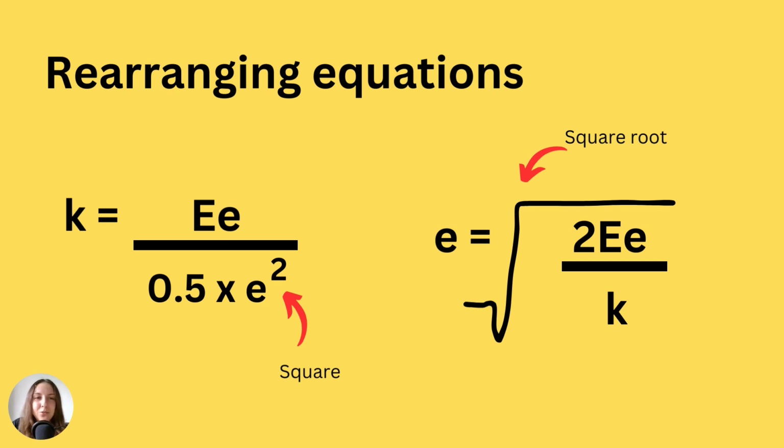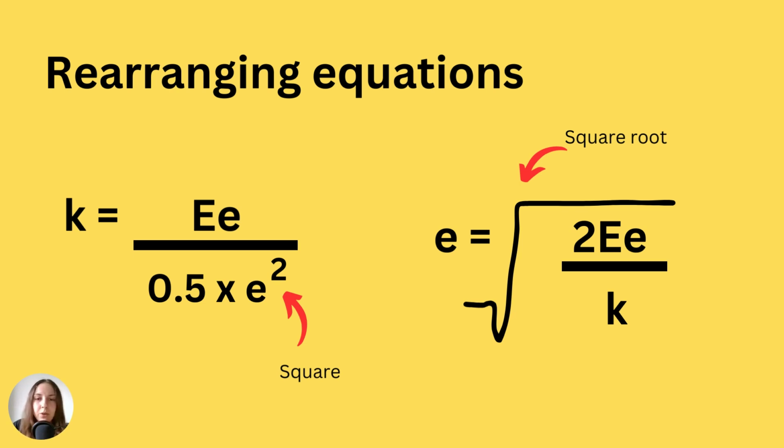Lastly, but not at all least, is the ability to rearrange the equation. You may be expected to do this if you need to work out the extension or the spring constant k. And you can see that k is equal to the elastic potential energy divided by 0.5 times the extension squared. And if you want to work out the extension, you need to square root your equation. So extension is the square root of 2 times the elastic potential energy divided by the spring constant. Often students misplace or forget about the square and square root being the opposite of each other.